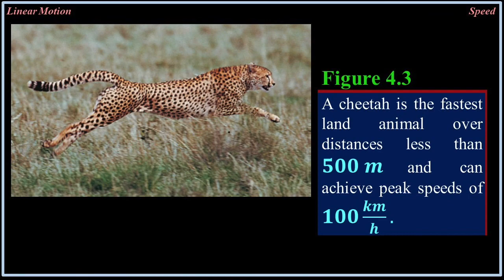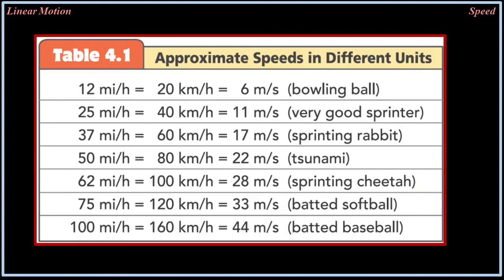Figure 4.3, a cheetah is the fastest land animal over distances less than 500 meters and can achieve peak speeds of 100 kilometers per hour. You can see how a very good sprinter is only going to be moving 11 meters per second or 25 miles an hour. And you can see that a tsunami is twice the speed of a very good sprinter. So you're not going to outrun much. Humans are not very fast.